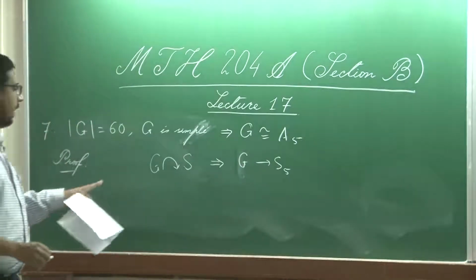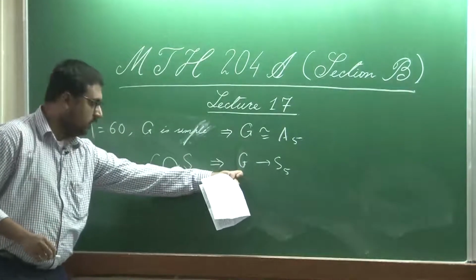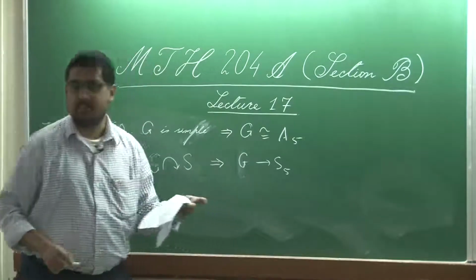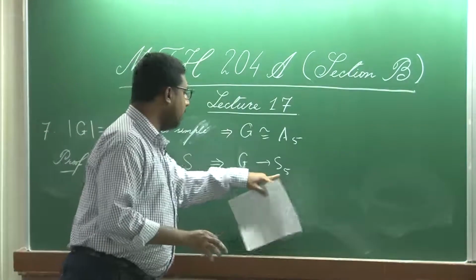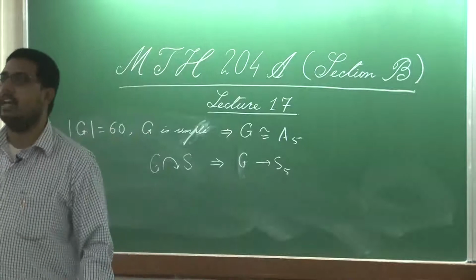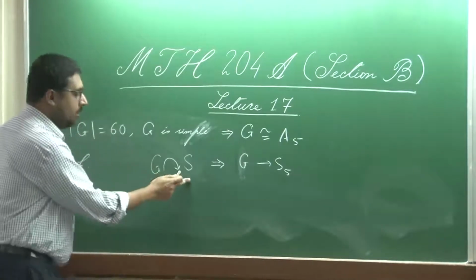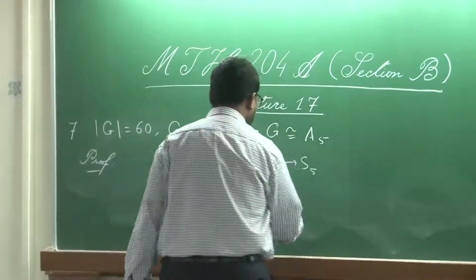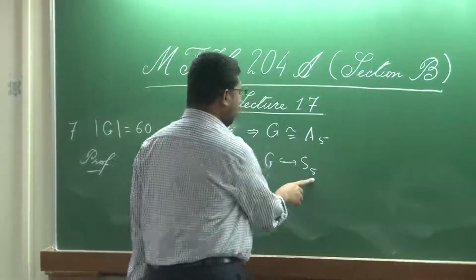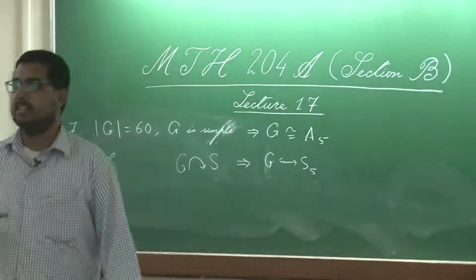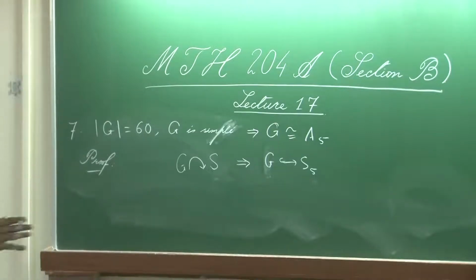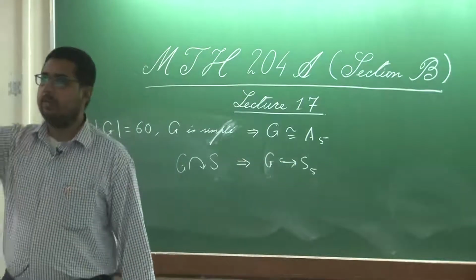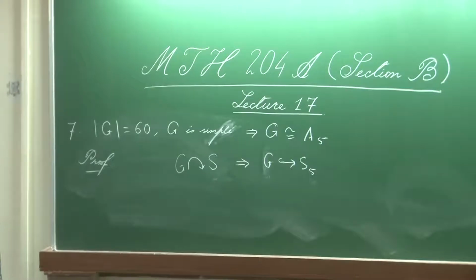Because of the simplicity of G, the options for the kernel of this homomorphism are only trivial and whole of G. Whole of G means the map is trivial, that means the action has to be trivial, but since the set has more than one element and the action is transitive, that possibility is ruled out. Therefore, this map will be 1-1, hence the image of G inside S5 will be a subgroup of order 60.